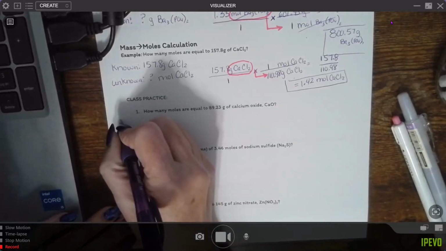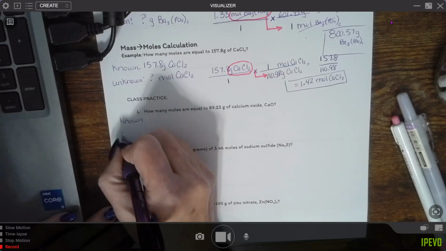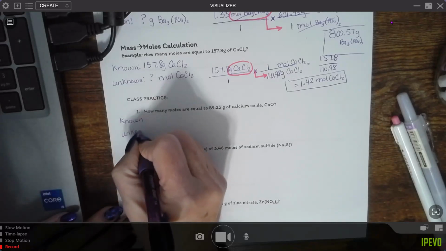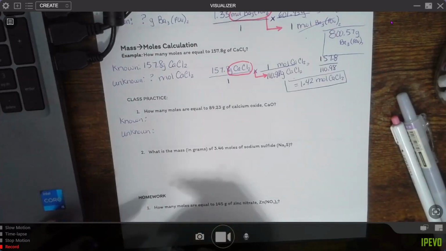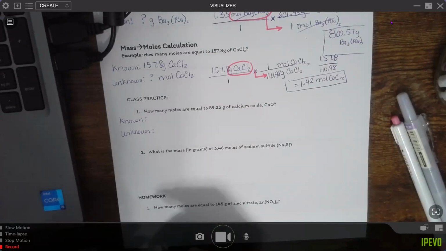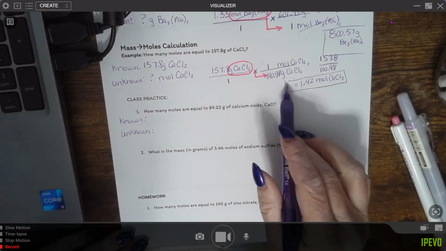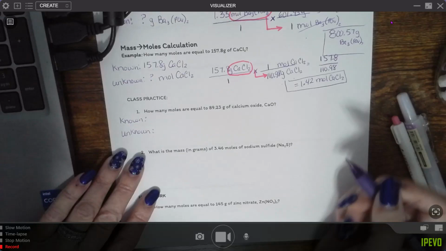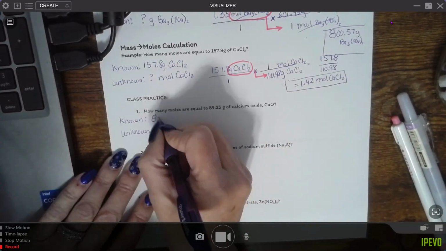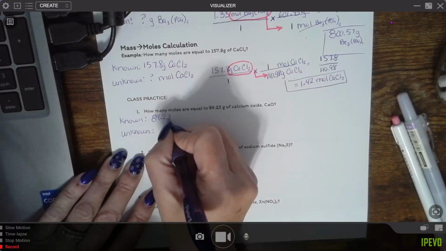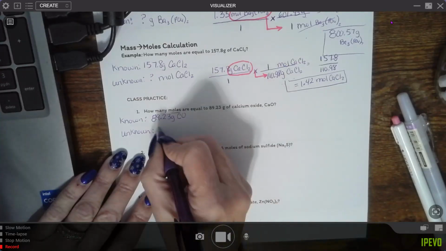So I'm going to set this up. I'm going to write down my known, my unknown. And if you get to the point that you don't need to write down the unknown and known, that is fine. I do need you to always set the problem up like we're showing it here. So let's see, what do we know? We know that we have 89.23 grams of calcium oxide. And we're looking for moles.